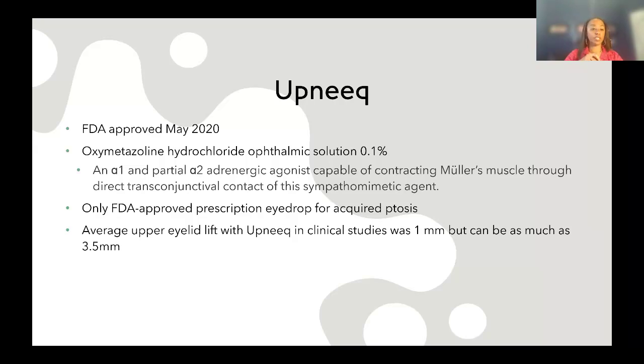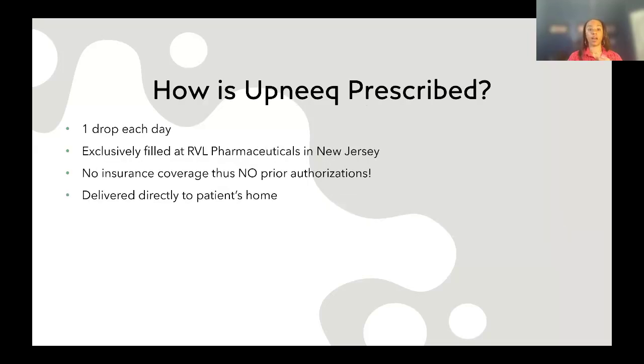It's the only FDA-approved prescription eye drop for acquired ptosis. Average upper eyelid lift with Upneeq in clinical trials was 1 millimeter, but for some patients, they get as much as 3.5 millimeters, which would be a lot. How is it prescribed? 1 drop each day.